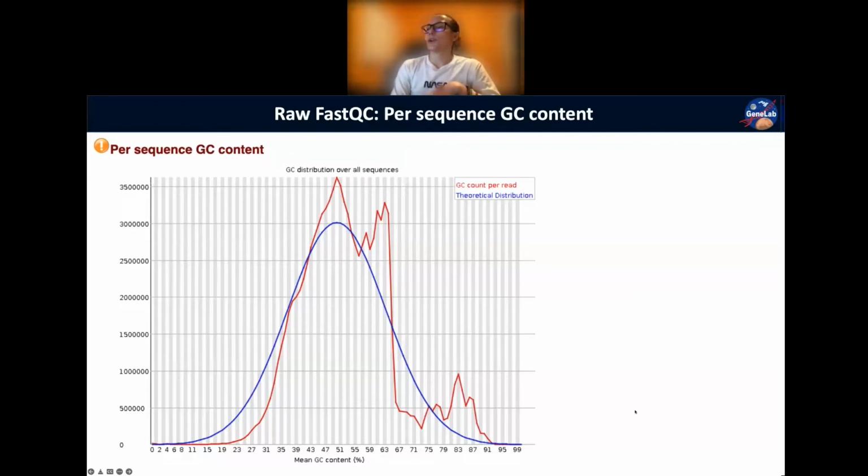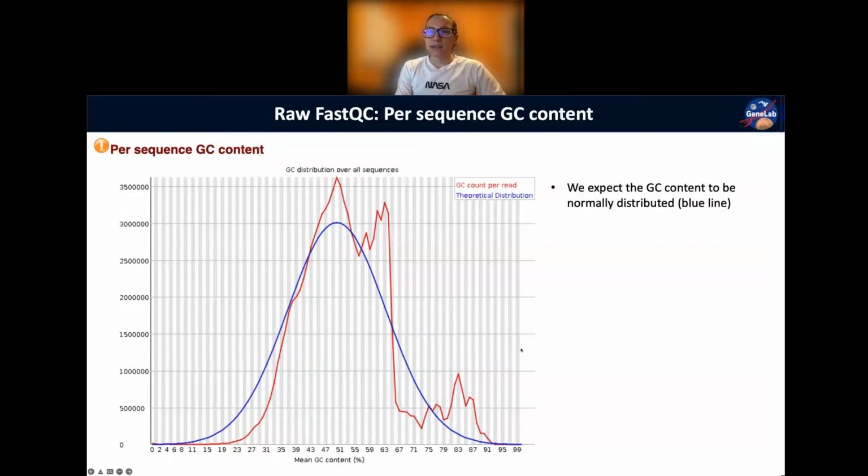And so what you would assume is that we would see some sort of normal distribution. That percent GC normal distribution is going to be the percent GC of the tissue or the organism that you're looking at. So we would assume that it would be a normal distribution, which is depicted here in blue. The actual GC content for our sample is in red.